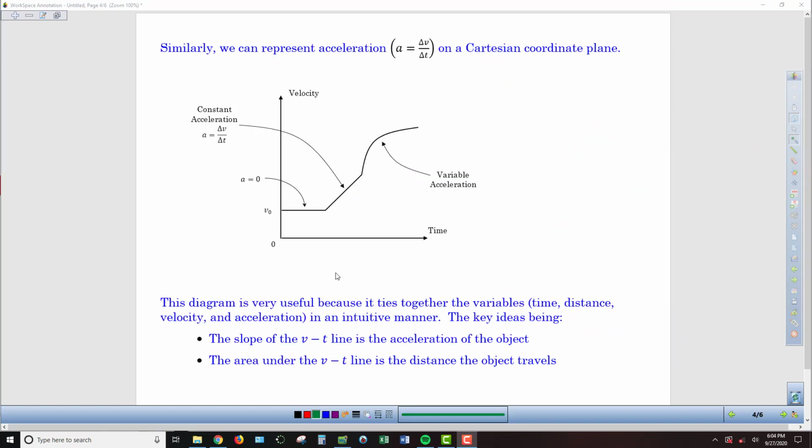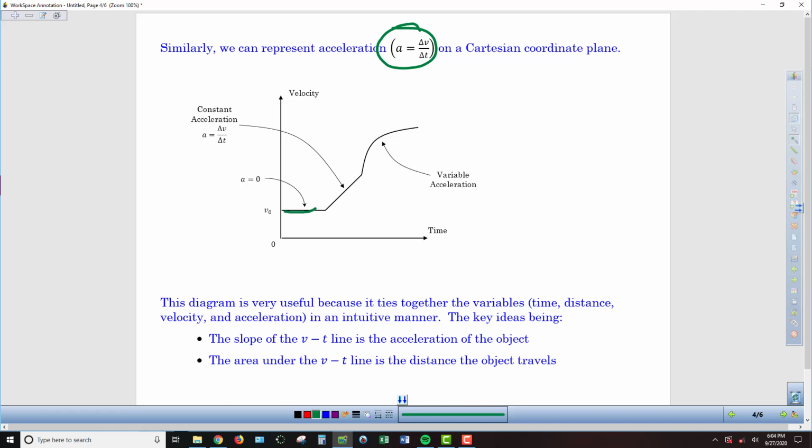A second type of kinematic diagram, and one that we'll spend more time on than the previous example, is a velocity-time diagram. So this is one that's going to take those same variables of distance and velocity and time and also bring in acceleration. And so just like change in distance over change in time was velocity, now a change in velocity over a change in time is going to give us our acceleration. So whereas the slope of the line in a distance-time diagram was our velocity, the slope of a line in a velocity-time diagram is going to be our acceleration.